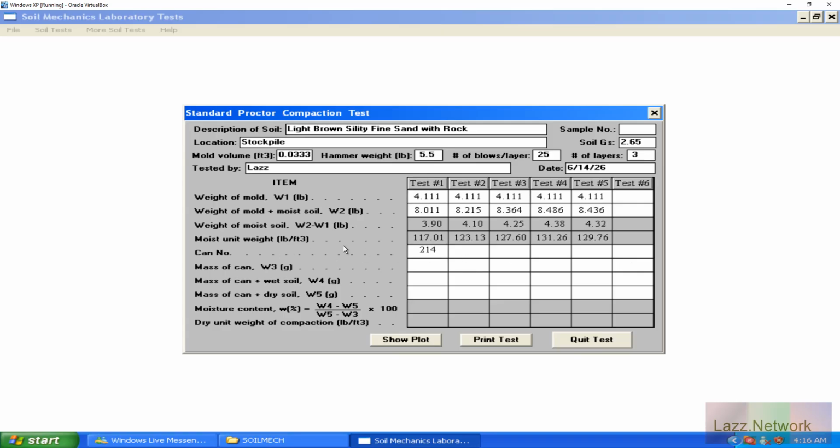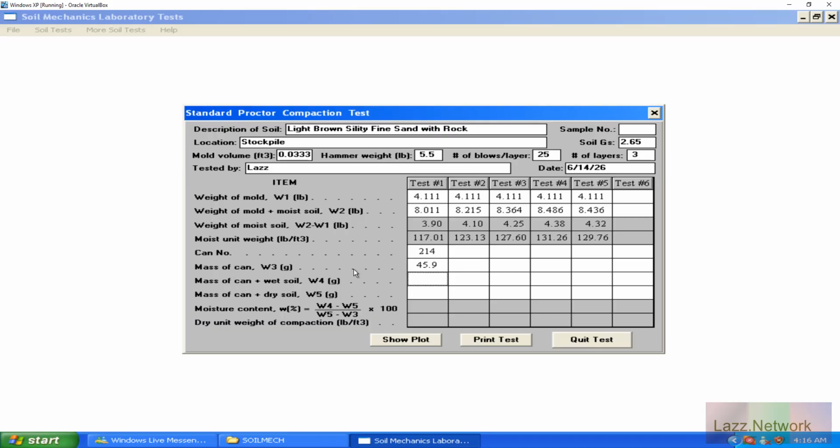So for this one, I used can number 214. That's just the actual number that was written on the tare, on our pan itself. And let's see here. So we got our weight of can itself in grams, and this one weighed 45.9 grams. And then we have our mass of can with wet soil.